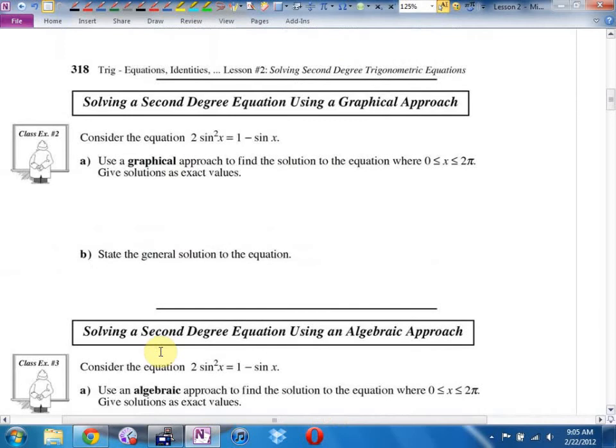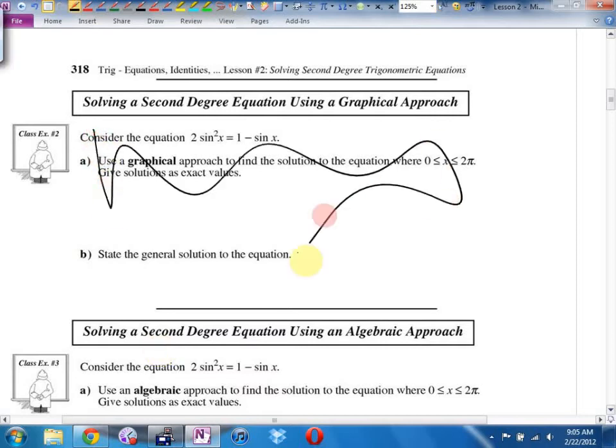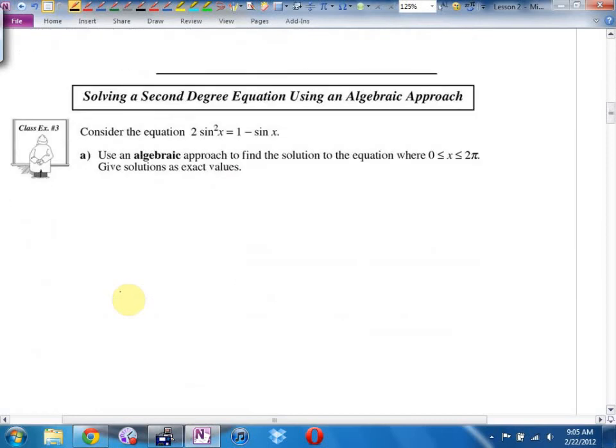Says, page 318, solving a second degree trig equation using a graphical approach. No. That was easy. Example 3, solving a second degree equation using an algebraic approach. Yes, this is what I'm going to demand of you. There's going to be 2 or 3 of these on the written and 1 or 2 on the multiple choice. Here is the equation. Oh, and they went between 0 and 2 pi, so no general solution. I'll just find the first 2.